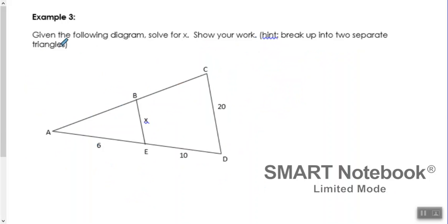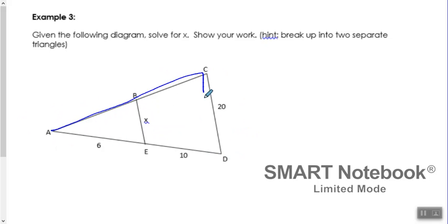So given the following diagram, solve for X, show your work. Hint, break this up into 2 separate triangles so that we can see which sides are similar, because right now it looks kind of confusing, like this weird shape here and this triangle here. So I've got a quadrilateral and a triangle. All right, so let's make this big triangle and this small triangle.